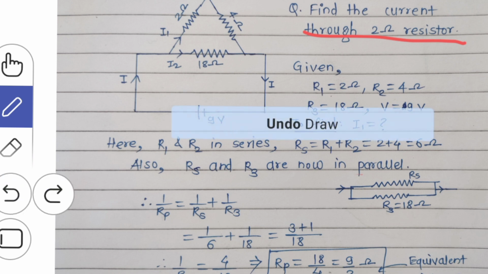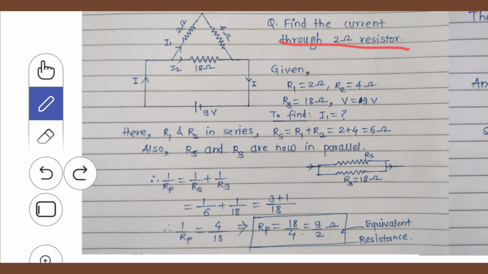We can see here that a circuit is given in which three resistors are connected together to a 9-volt battery. This is a combination of resistors in series and parallel. First of all, let's see what is given to us. I have taken R1 as 2 ohm, R2 as 4 ohm, R3 as 18 ohm, and the total voltage is 9 volt. Now what do we have to find here? We have to find the current flowing through the 2 ohm resistance.